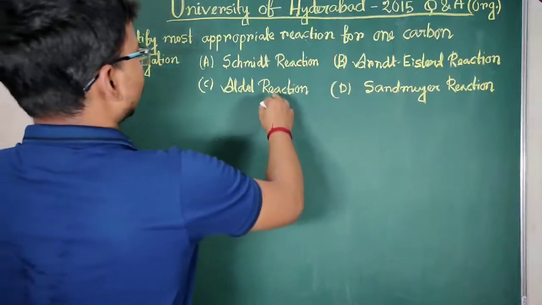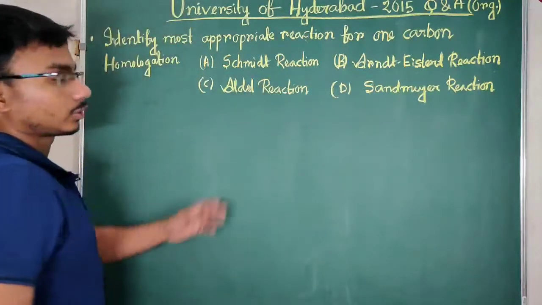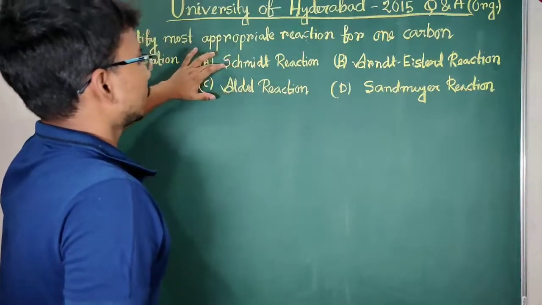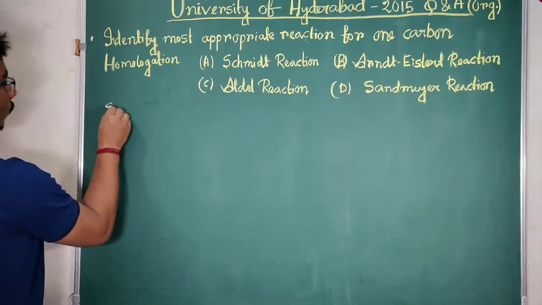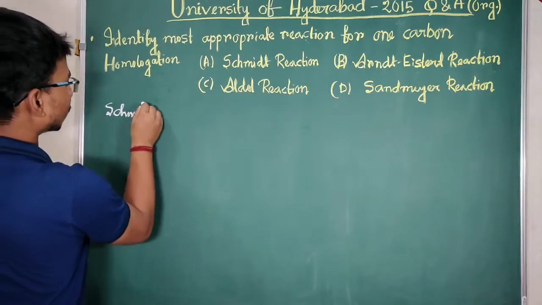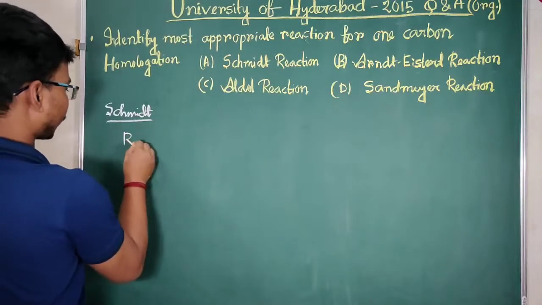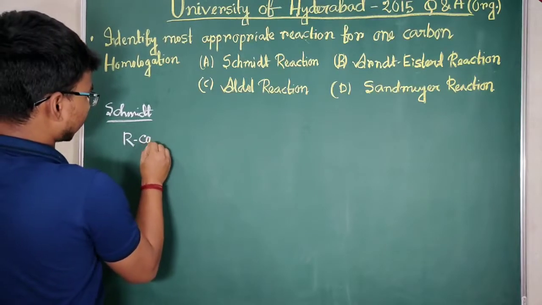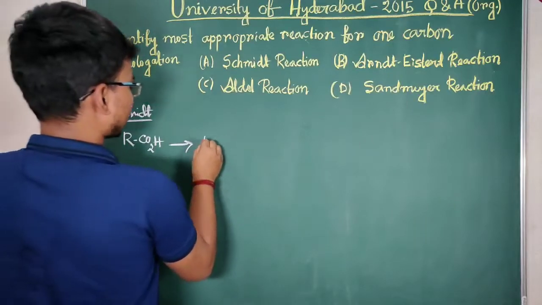So to solve this question, we have to know about the reactions first. One by one we will take the reactions. At first option is the Arndt-Eistert reaction. We know what the Arndt-Eistert reaction is. It goes from RCOOH to RCH2COOH.